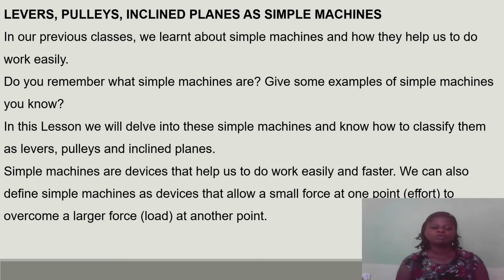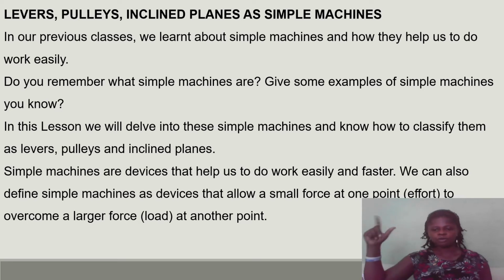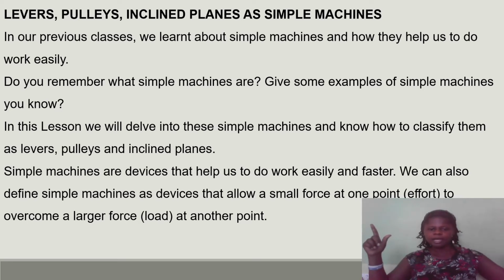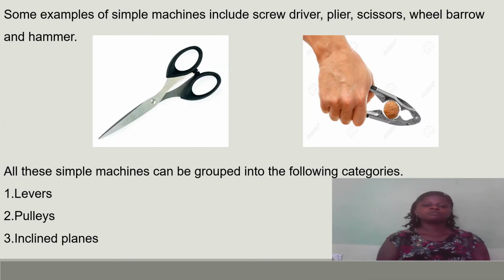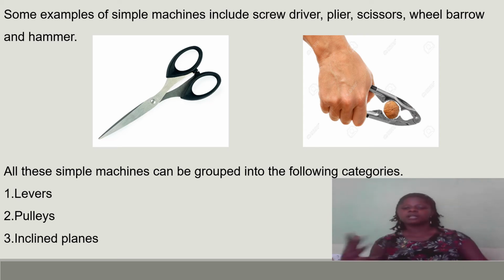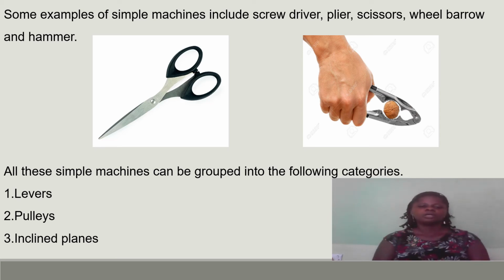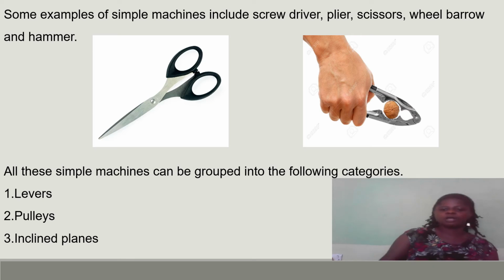We can also define simple machines as devices that allow a small force at one point to overcome a larger force at another point. Some examples of simple machines include scissors, nutcrackers, and so on. All these simple machines can be grouped into the following categories, like I said earlier: either levers, pulleys, or inclined planes. Let's look at some examples of these three categories of machines.